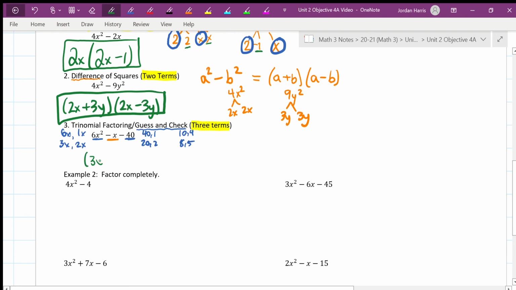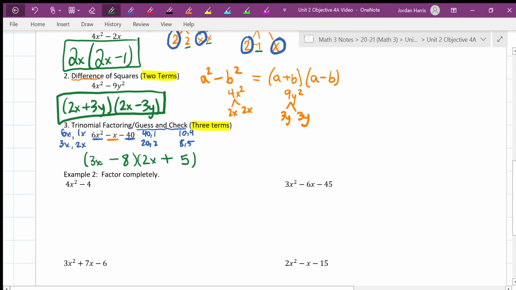So 3x and 2x is what I'm thinking. And I want to multiply the 3 times the 5. So that means the 5 has to go here, and the 8 has to go there. I think the bigger one I want to be negative, so I'm going to make that negative, that positive. Remember, one of them has to be negative, one of them has to be positive, because when we multiply -8 times 5, we have to get -40.